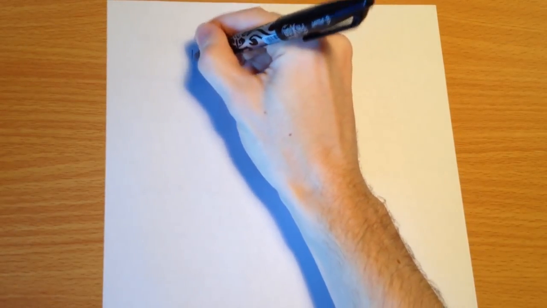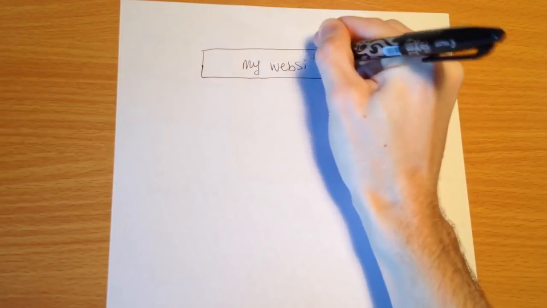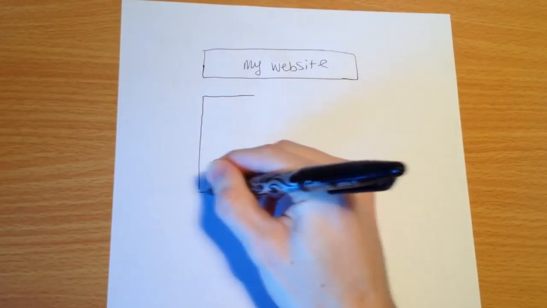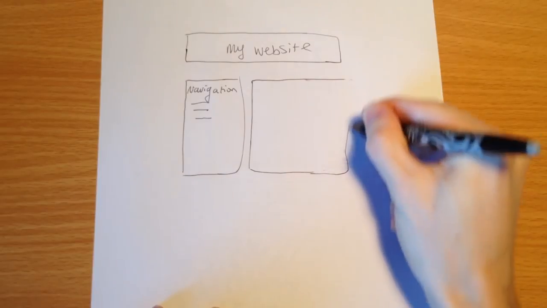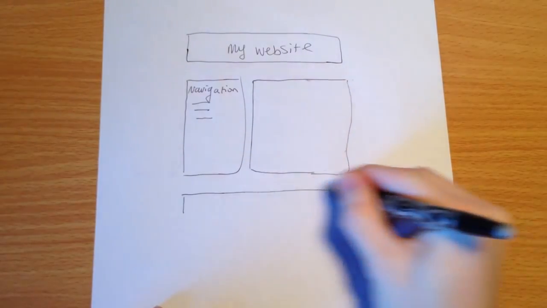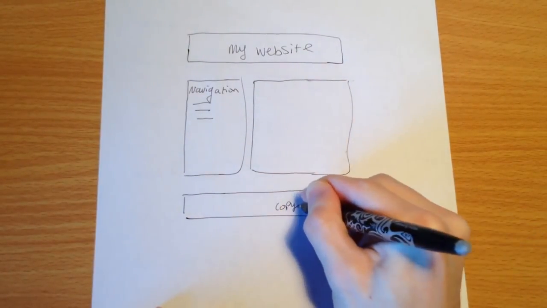I want a header on my web page. You can say my website. On the left hand side I want some navigation with some links there. I want the main content to be to the right and then a footer at the bottom. You can have a copyright notice.